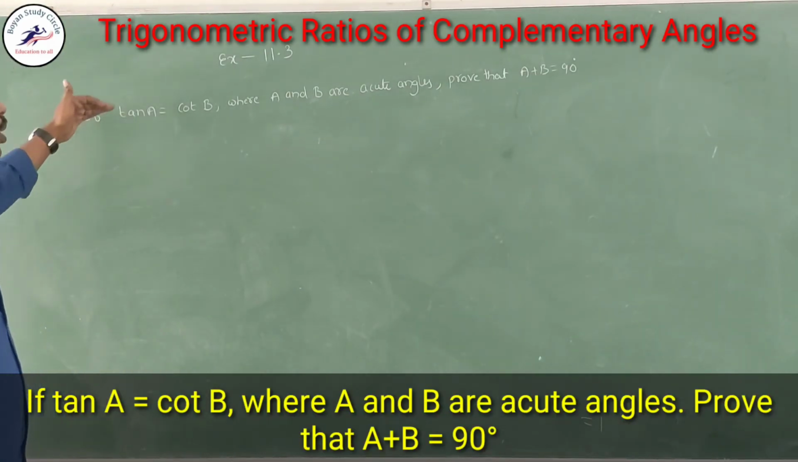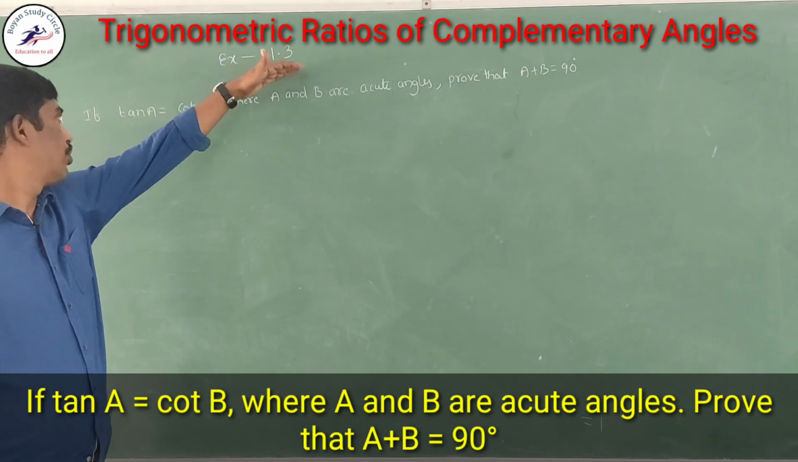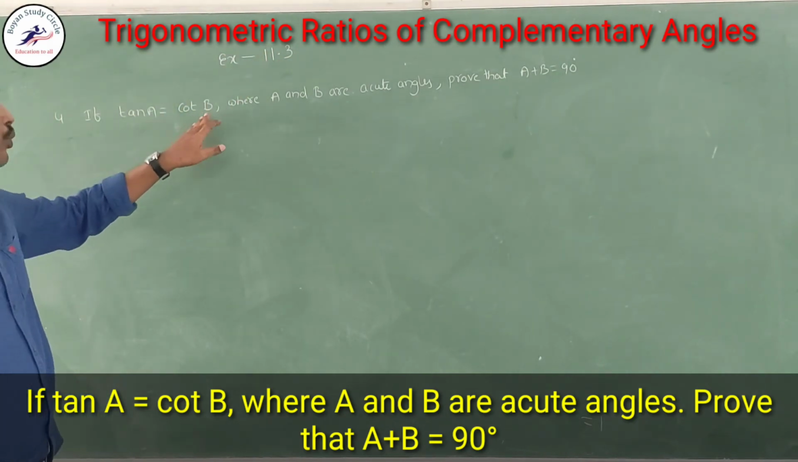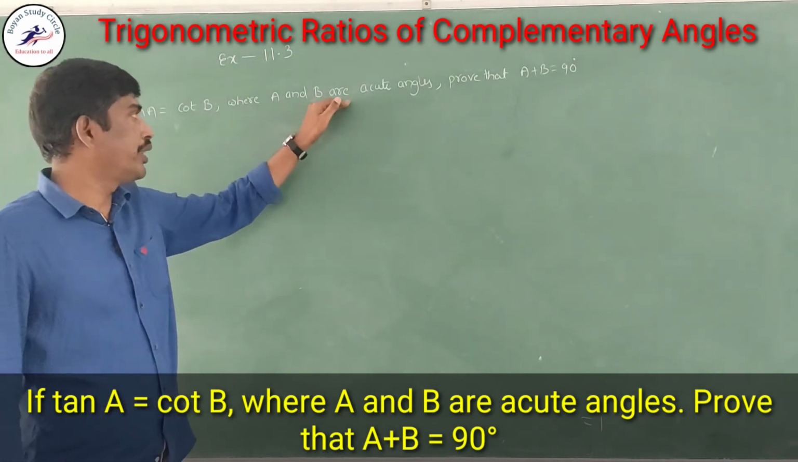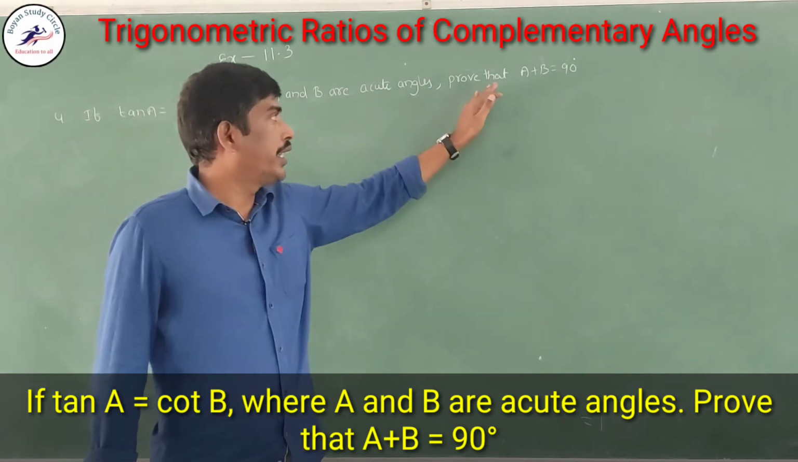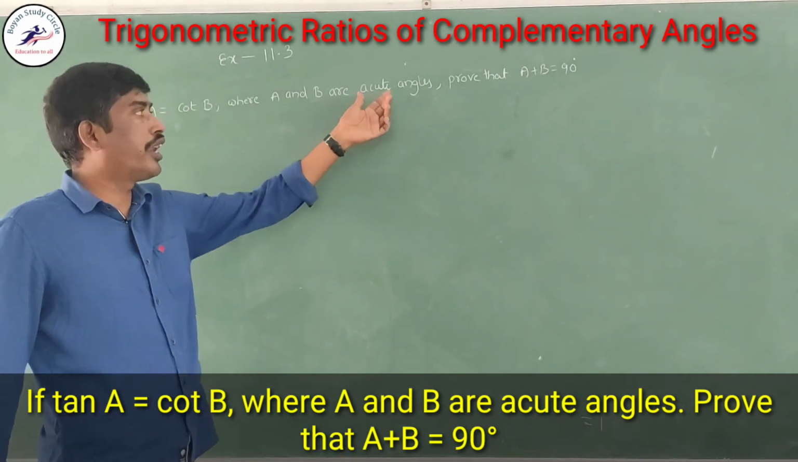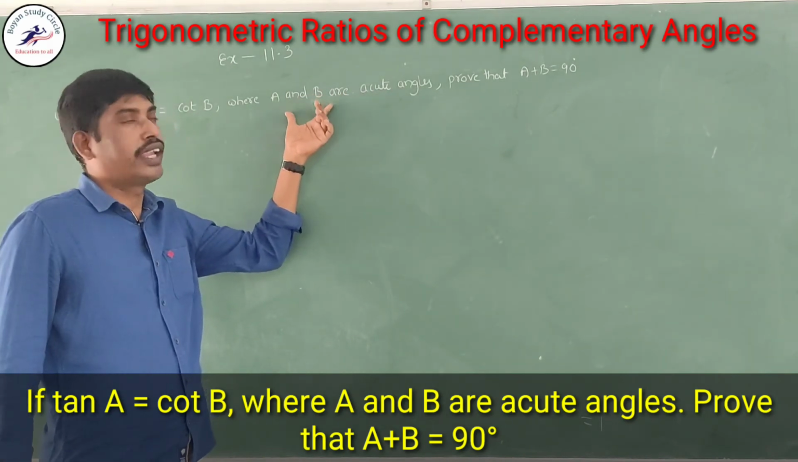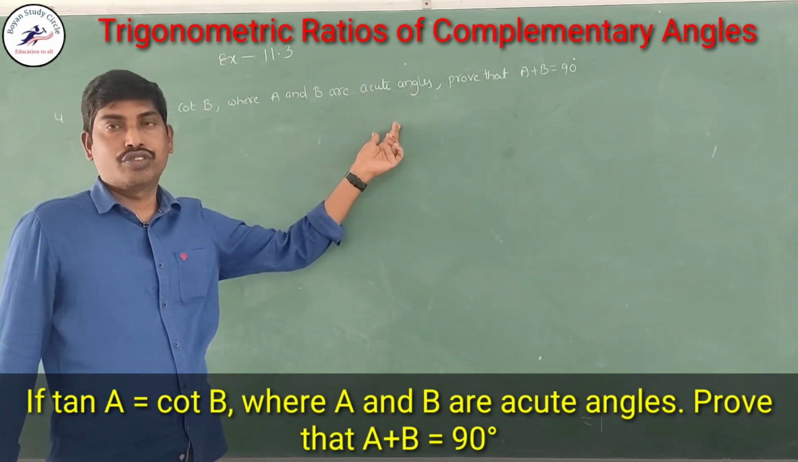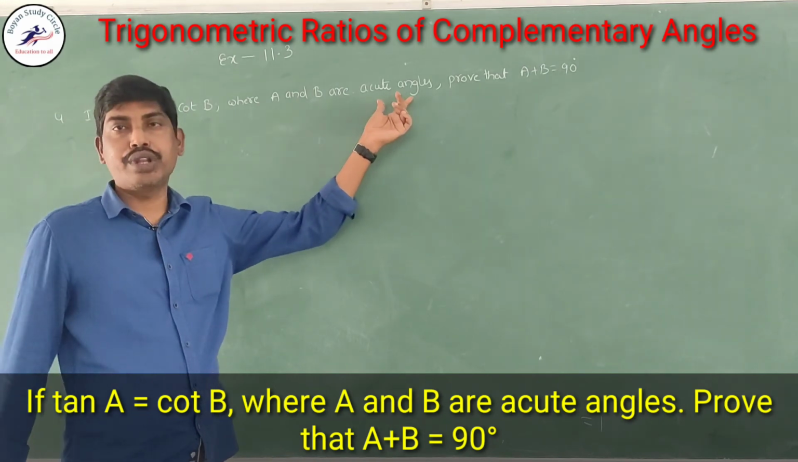Okay, fourth problem of exercise 11.3. If tan A equals cot B, where A and B are acute angles, prove that A plus B equals 90 degrees. See here, A and B are acute angles. These two angles are less than 90 degrees, so these two angles are called acute angles.